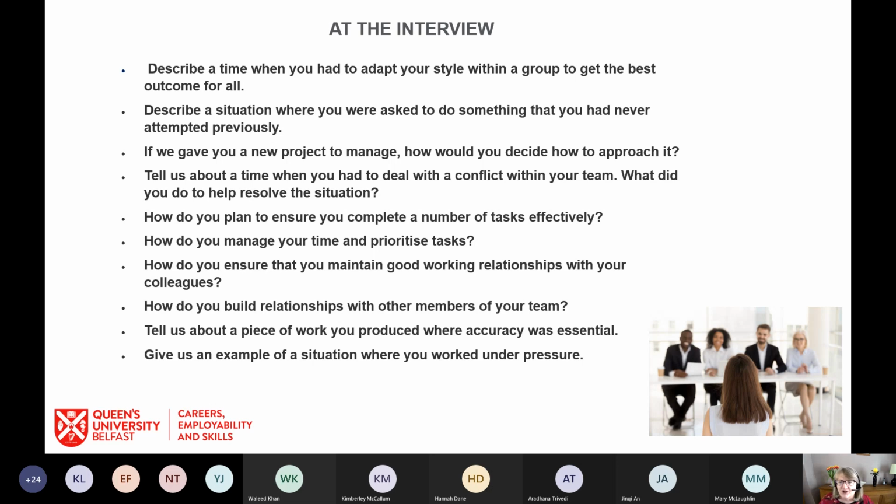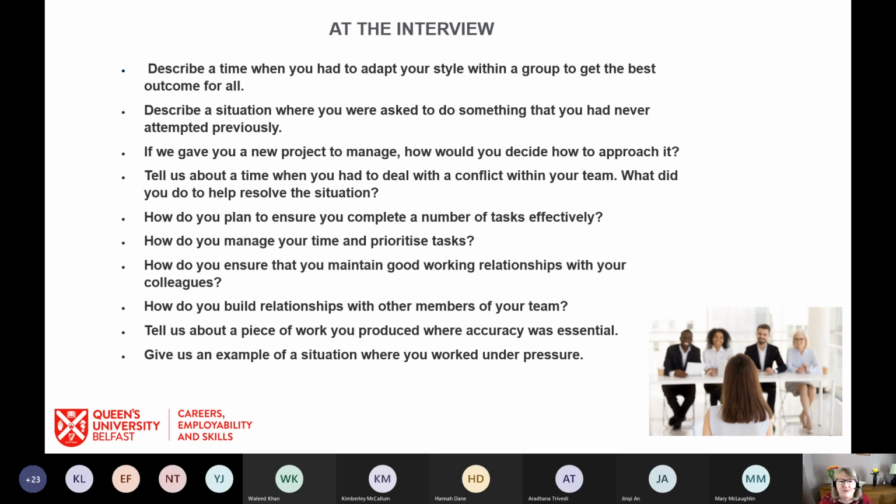How do you plan to ensure you complete a number of tasks effectively? And that might be different for our judging or our prospecting people. How do you manage your time and prioritize tasks? You can see that some of these are similar. How do you ensure that you maintain good working relationships with your colleagues? How do you build relationships with other members of your team? Tell us about a piece of work you produced where accuracy was essential.